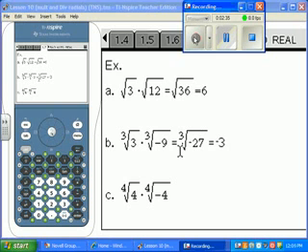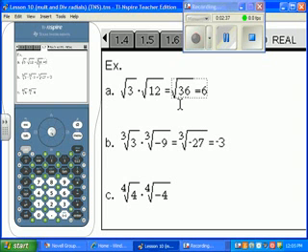Square root of 3 times the square root of 12 is the square root of 36, which reduces to 6. Second one, cube root of 3 times the cube root of negative 9. When we multiply, we get the cube root of negative 27, which reduces to negative 3.